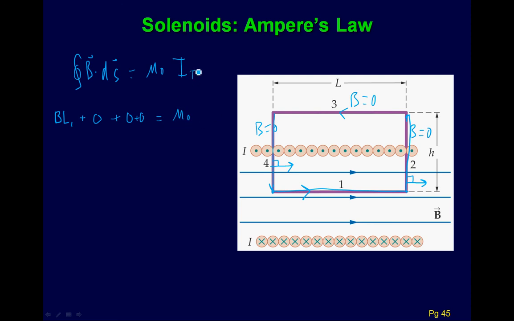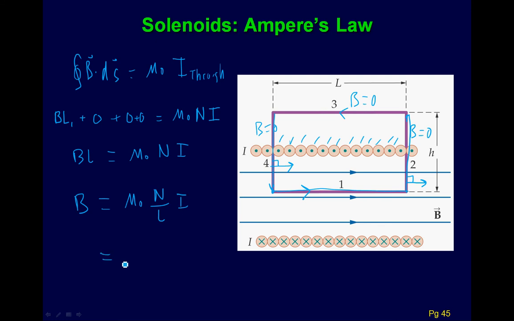times the current through. And so for the current through, there's 1, 2, 3, 4, 5, 6, 7, 8, 9, 10, 11, 12. So there are 12 currents. I'm just going to say capital N for the 12, times the current that's in each one of those loops. So I get B times L equals μ0 times N times I. When I solve for the B field, I get μ0 times N divided by L times I. And then what we typically do is write N over L as just lowercase n.